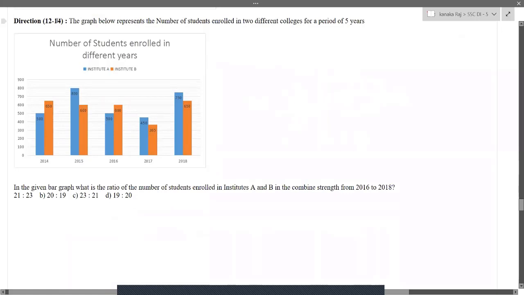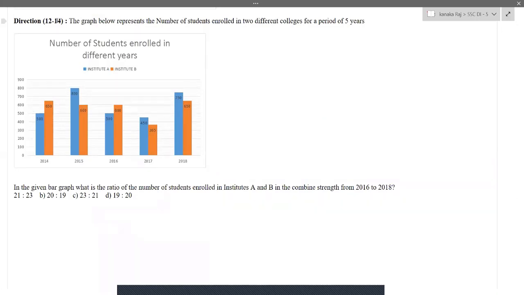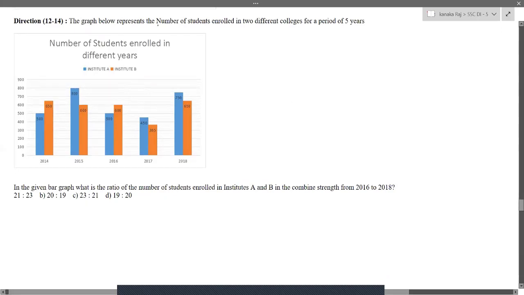I hope you all have understood whatever I'm teaching till now. So let's move on to the next type of question. What does this graph represent here? This represents the number of students who enrolled in two different institutes, Institute A and Institute B, for 5 different years. So now let us look at the questions that they have asked.